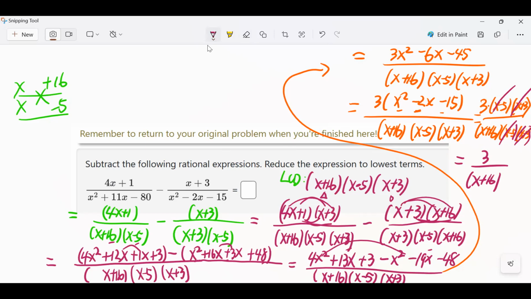Any question about this? Yes. When you took off the parentheses, I noticed you have a 13 there. Shouldn't that be a 12? And 13, when you equal 4x squared plus 13x plus 3 minus x squared minus 19x minus 48. Right. How did you get that 13? Oh, 13 is the 12x adding 1x. Okay, got me. Combining, right? I didn't see that. Okay, sorry.